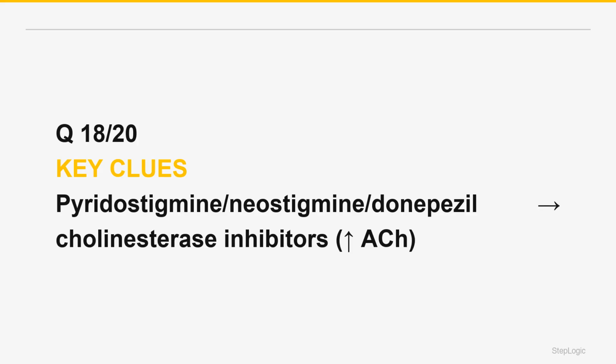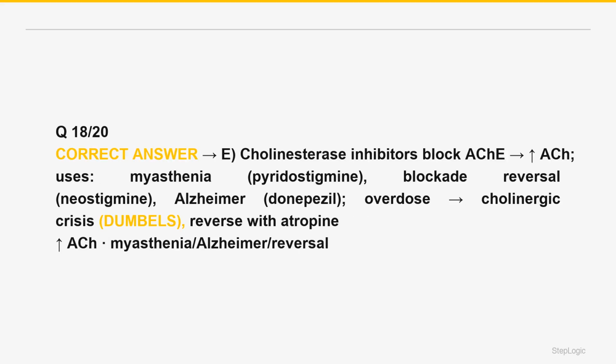Cholinesterase inhibitors, or anticholinesterases, work by inhibiting acetylcholinesterase, the enzyme that breaks down acetylcholine, so they increase acetylcholine levels and prolong its action at both muscarinic and nicotinic synapses. Their therapeutic uses follow from this. In myasthenia gravis, pyridostigmine and neostigmine boost neuromuscular transmission. Neostigmine reverses non-depolarizing neuromuscular blockade after surgery, and in Alzheimer's disease, the centrally acting donepezil, rivastigmine, and galantamine modestly improve cognition. CNS acetylcholine is low in Alzheimer's. The correct answer is E.